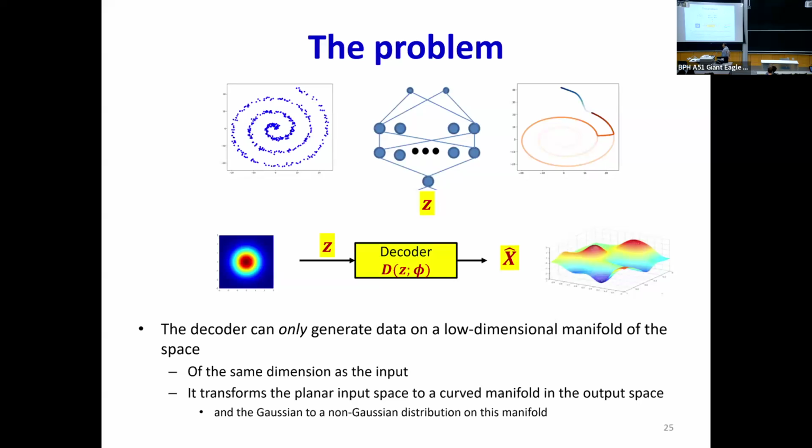Or if, in higher dimensions, my Z was a two-dimensional Gaussian, then all the Z represents a plane, a Gaussian distribution on a plane. The decoder is going to morph this plane into some kind of a curved two-dimensional surface in the higher dimensional space. And any sample that I feed to the decoder is only going to lie on this surface. It's not going to be able to escape off it.